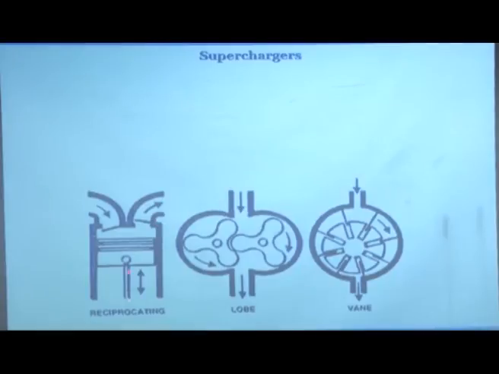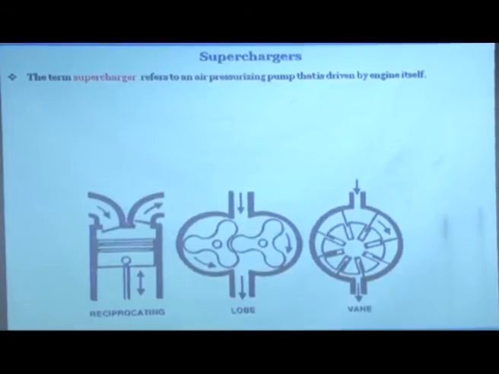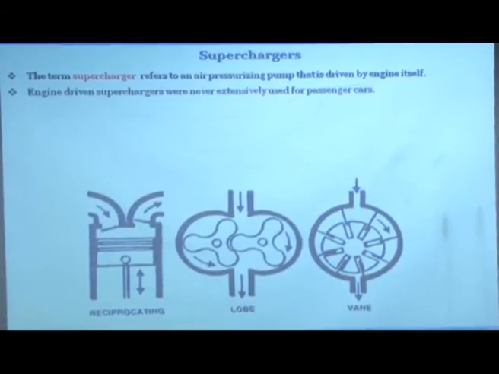superchargers. There could be a reciprocating supercharger with these kind of valves. There could be a lobe type supercharger, there could be a vane type supercharger. So, there are many different designs of superchargers that are available. The term supercharger refers to an air pressurizing pump that is driven by the engine itself. Engine driven superchargers were never extensively used for passenger cars. They are not used for passenger cars.